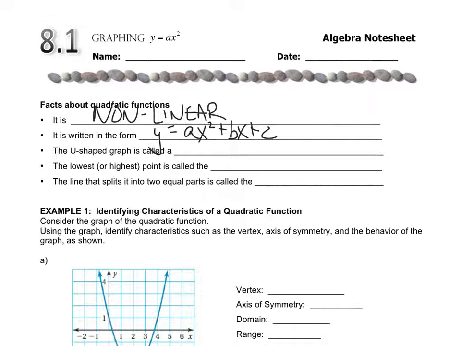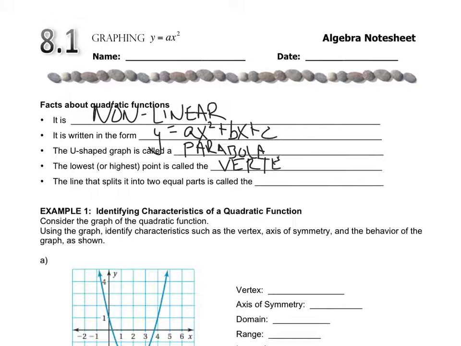The graphs that they're going to present to us are a U-shaped graph. They look like a U and you'll see some in a minute. These are called parabolas. P-A-R-A-B-O-L-A. That is called a parabola. The highest or the lowest point is called the vertex.